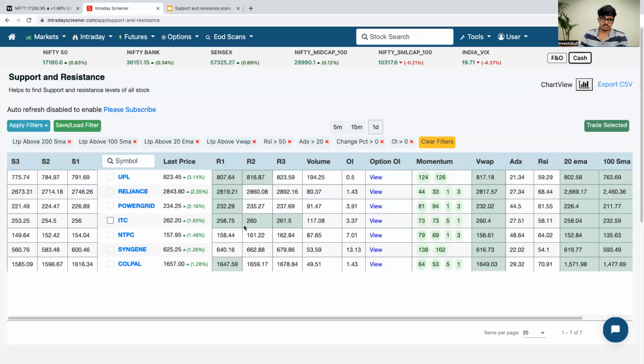In these specific stocks, you can take long positions when the resistance levels are broken. Here you could clearly see the Power Grid stock. All the conditions that we have discussed right now are fulfilled in this specific stock. And even the momentum rank is also good. Momentum and other important technical indicators are also showing that the stock is in strong momentum.